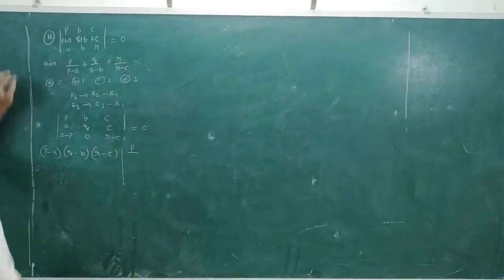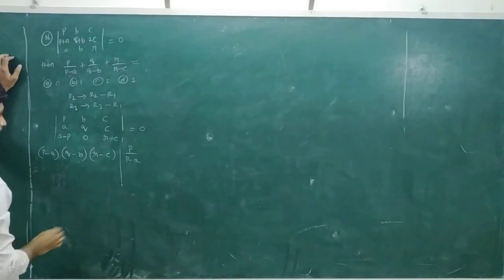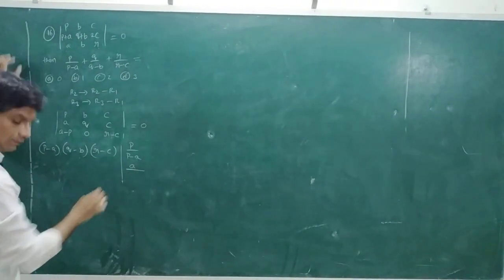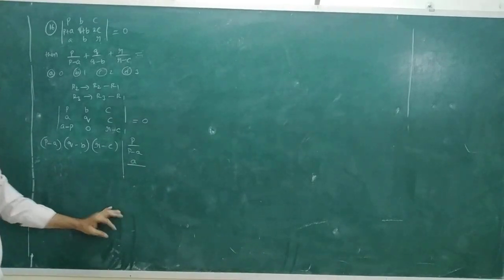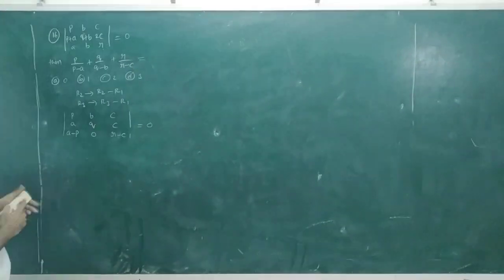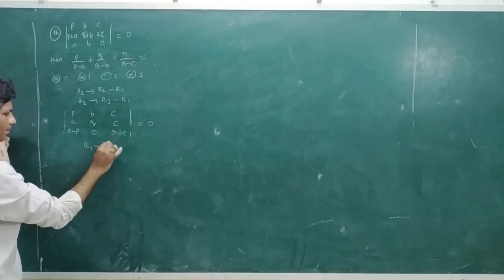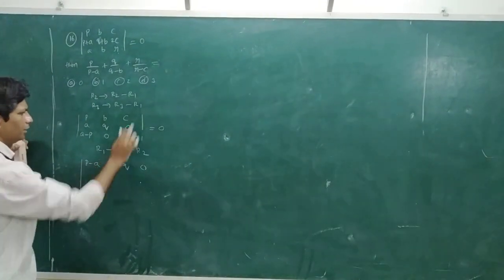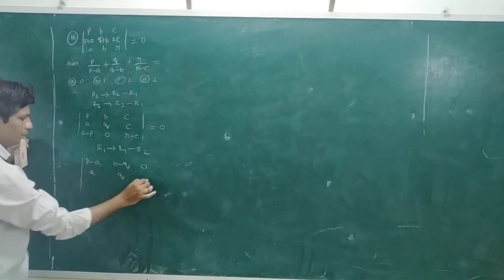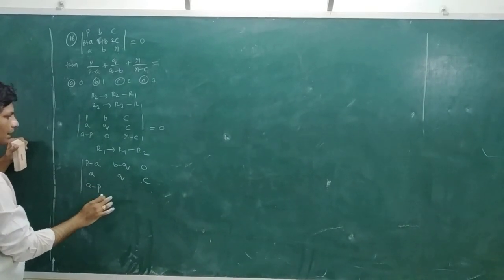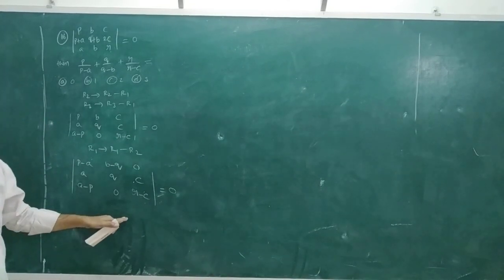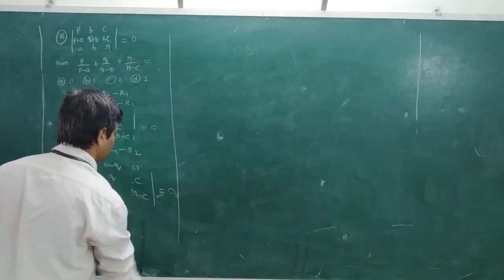This is P by P minus A, this is A by P minus A, and so on for C. Again, apply R1 becomes R1 minus R2. And this is A minus Q, B minus Q, 0. And this is A, Q, C. A minus P, 0, R minus C. Okay? Is it right? Right. Next.